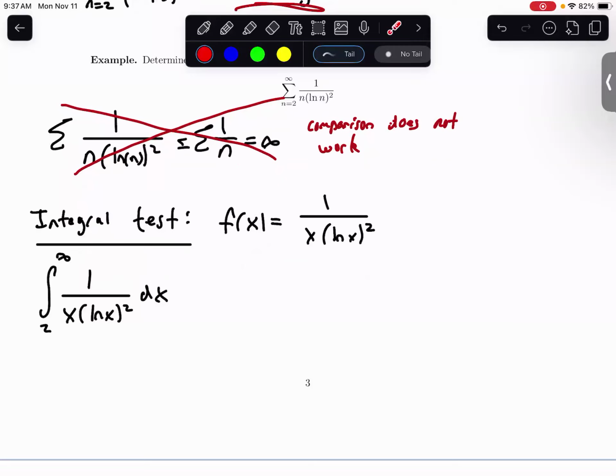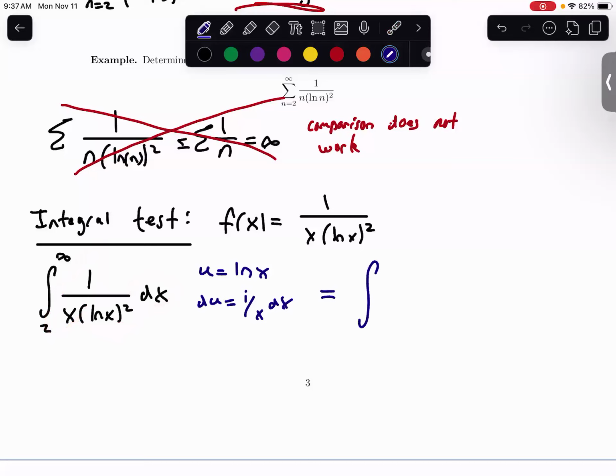To compute this integral, I can just let u be equal to the natural log of x and everything works out. So u is equal to the natural log of x, and du is then just going to be 1 over x dx. We have a 1 over x dx here, so we're left with 1 over u squared. So we get the following integral, and you need to change the bounds of integration. I should be writing this out as a limit, but I'm too lazy to do that. The natural log of infinity is infinity, and the natural log of 2 stays the natural log of 2. And then this is going to be u to the minus 2 du.